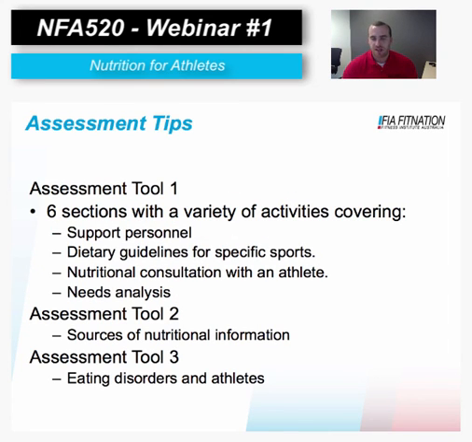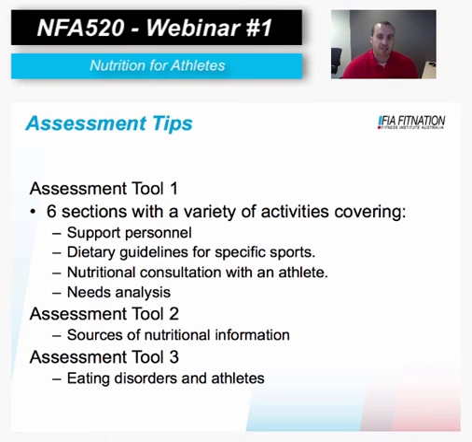In terms of content, that was everything that I wanted to cover today, but I just wanted to go through the assessment structure for this unit of competency. The assessment layout is very similar to what you'd have experienced in your last trimester of work. There are three assessment tools for this unit. Assessment tool 1 is your smaller activities, so there are 6 different sections in there, and those activities are covering the support personnel, the dietary guidelines for specific sports. So obviously we looked at field sports today, but there's a whole bunch of other categories that you can pick from. We've got the nutritional consultation with an athlete, and then we have the needs analysis as well.